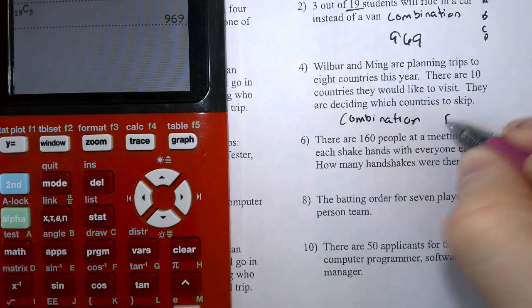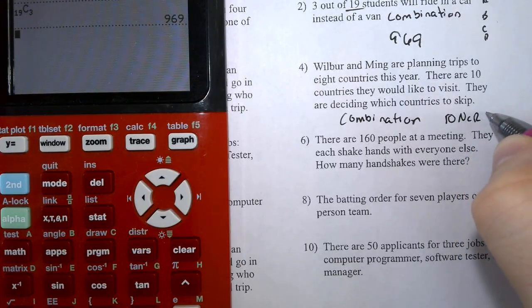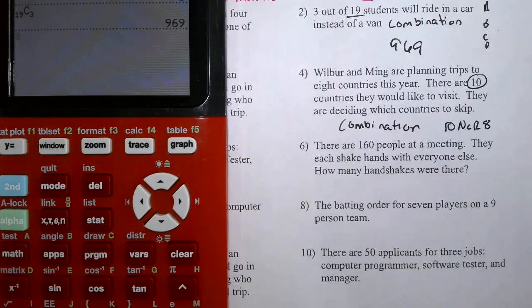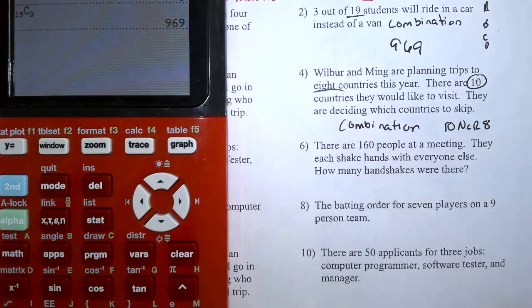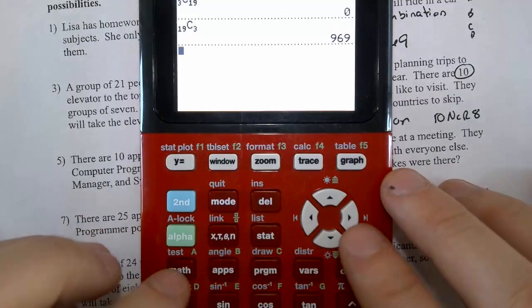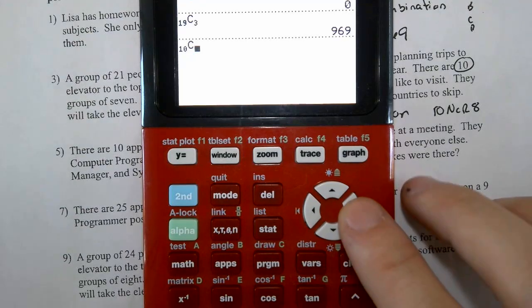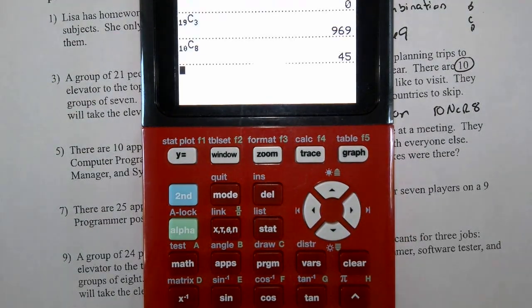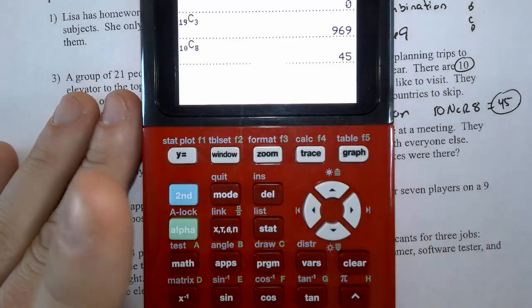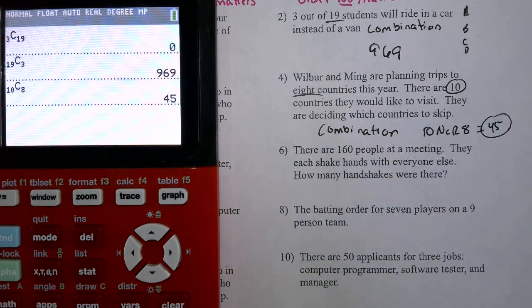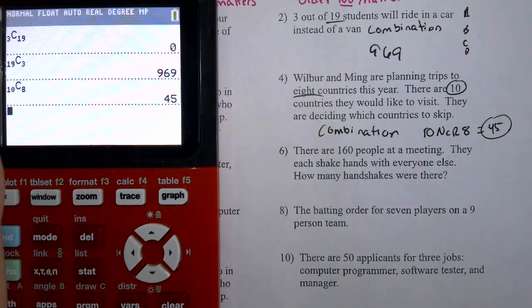So we are going to do 10 NCR 8 because there are 10 to choose from, and we're going to visit 8. So we just do that. We go math, we cursor over, we pick the NCR button. I like the graphing calculator more because I can type a 10 and then I can hit the 8, and I can find out that I only have 45 ways that I can do this one. And that's because I'm visiting almost all of them. Out of the 10 that I want to visit, I'm visiting 8 of them. So I only have to eliminate 2, which means I still am going to only miss out on 2 of the things. So I don't have near as many combinations as I did on the first problem.